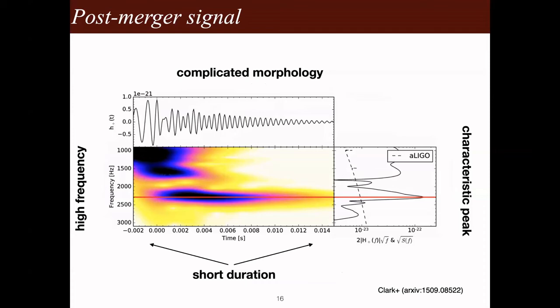This is a time frequency plot in the center, and the top and the right is the signal projected in the time domain or in the frequency domain. But if you focus on the one in the right, in the frequency domain, you'll see that most of the emission comes in one characteristic frequency that is related to the F modes of the remnant star. And that depends quite sensitively on the equation of state.